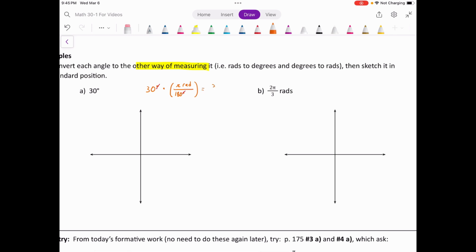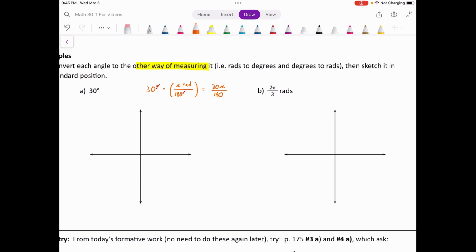So we end up with 30 pi over 180. Again, we could write in that rad symbol, but a lot of the time we're just going to leave it out because, like I said, when there's no unit, it's assumed to be radians. We're going to be working with radians a lot, so often we just end up leaving them out.